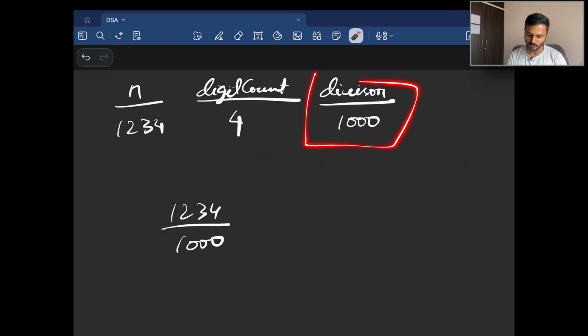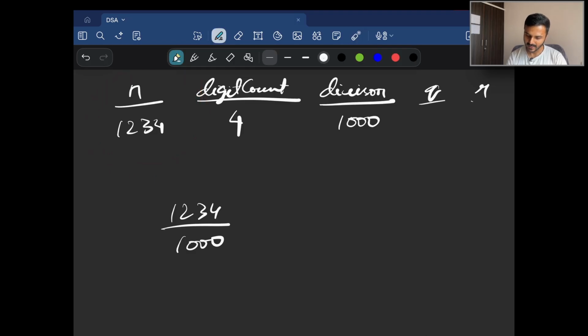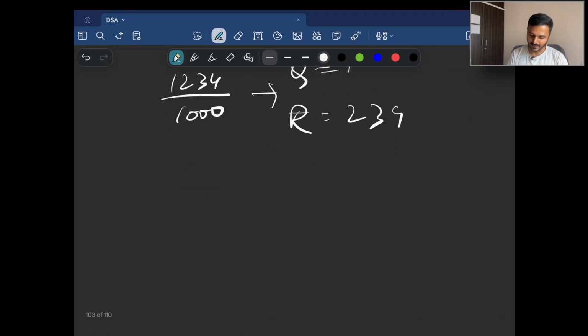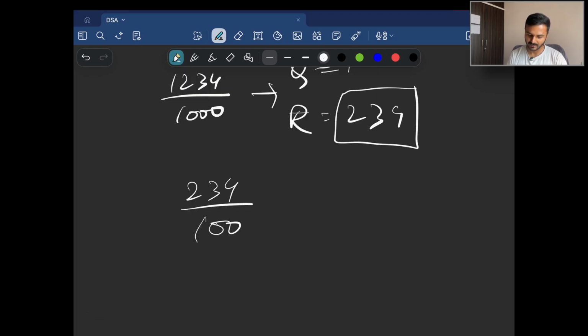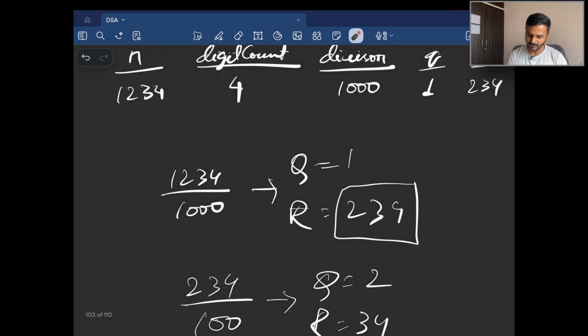But for now, let's just assume that we know this. So if divisor is 1000 and n is 1234, we will get a quotient and a remainder, right? The quotient would be 1, remainder would be 234. So this will give us 1 and 234. Then according to whatever we had discussed, the next thing would be processing 234, as in dividing this by a certain number, which is 100 in this case, to get 2 as a quotient and 34 as the remainder, right? So in a way, whatever was done with 1234 has to be done with 234 in the next step, right?